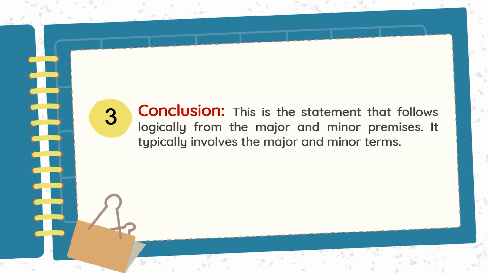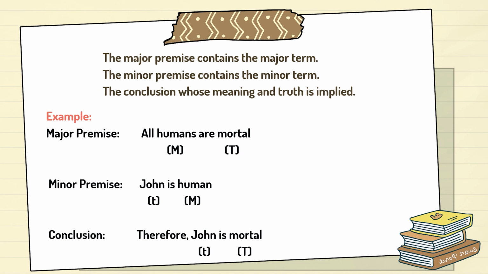Again, the major premise contains the major term, the minor premise contains the minor term, and the conclusion's meaning and truth is implied. So here is an example of a major premise. It says, all humans are mortal.